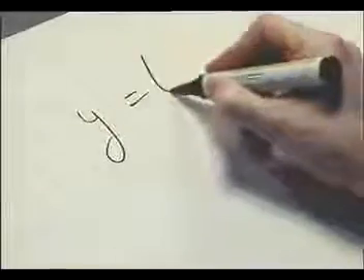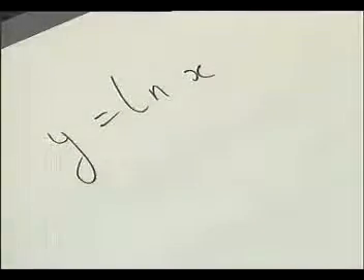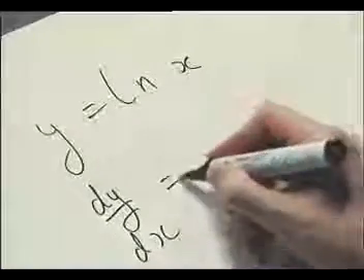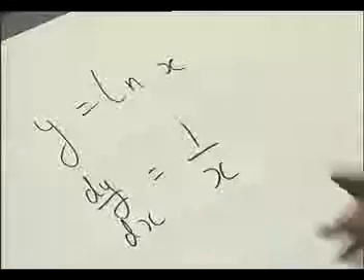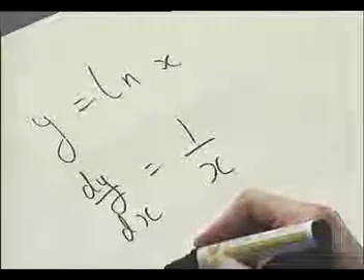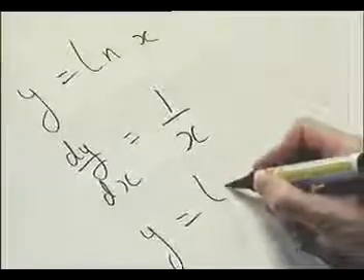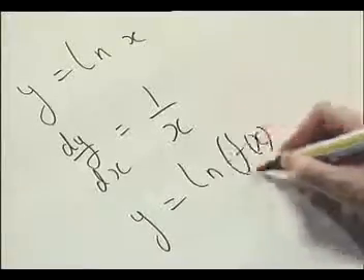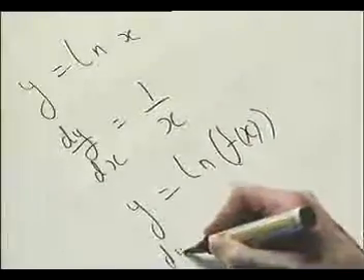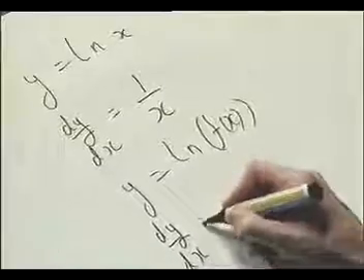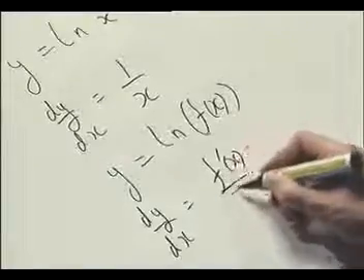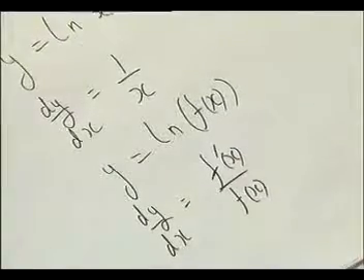We already know that when we differentiate log x, what we end up with is 1 over x. We also know that if we've got y equals a log of a function of x, and we differentiate it, then what we end up with is the derivative of that function over the function of x.